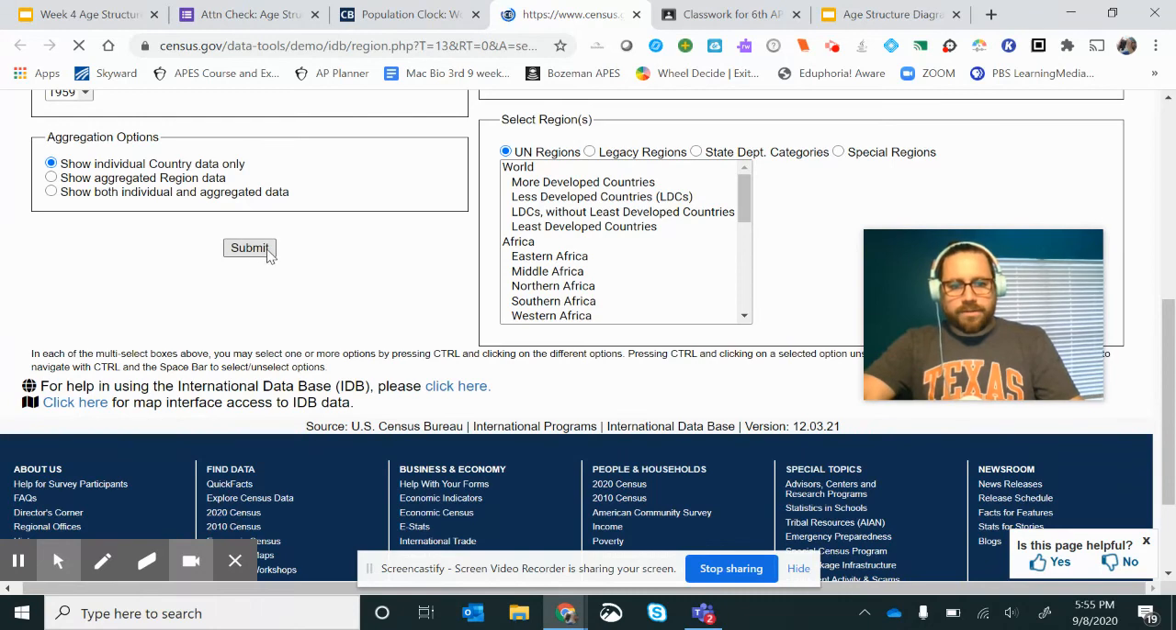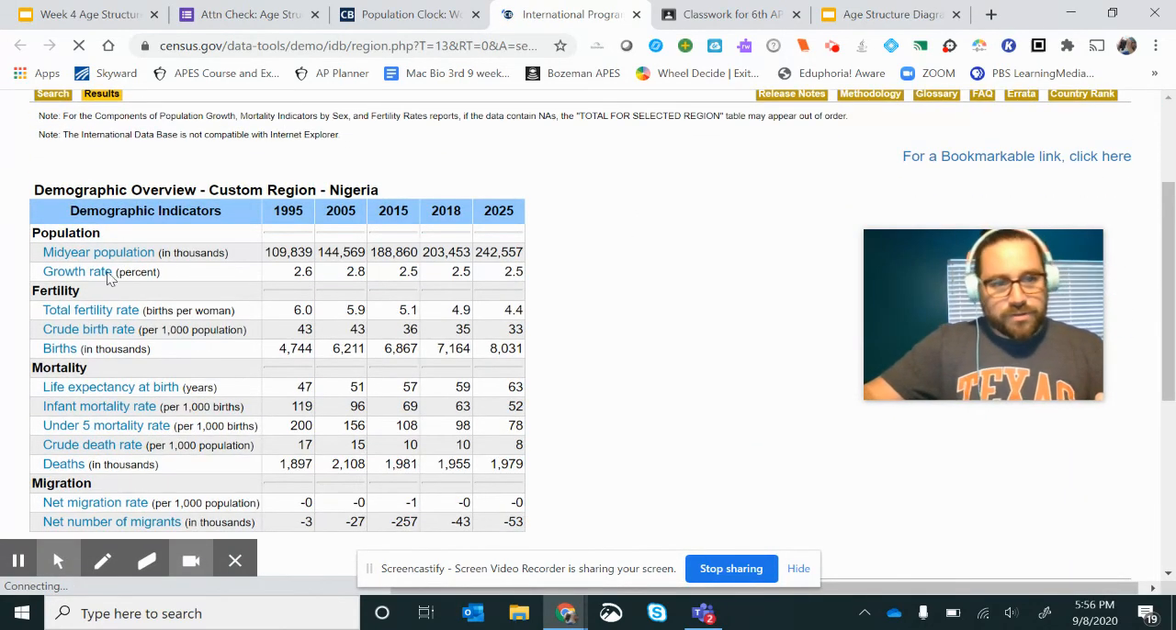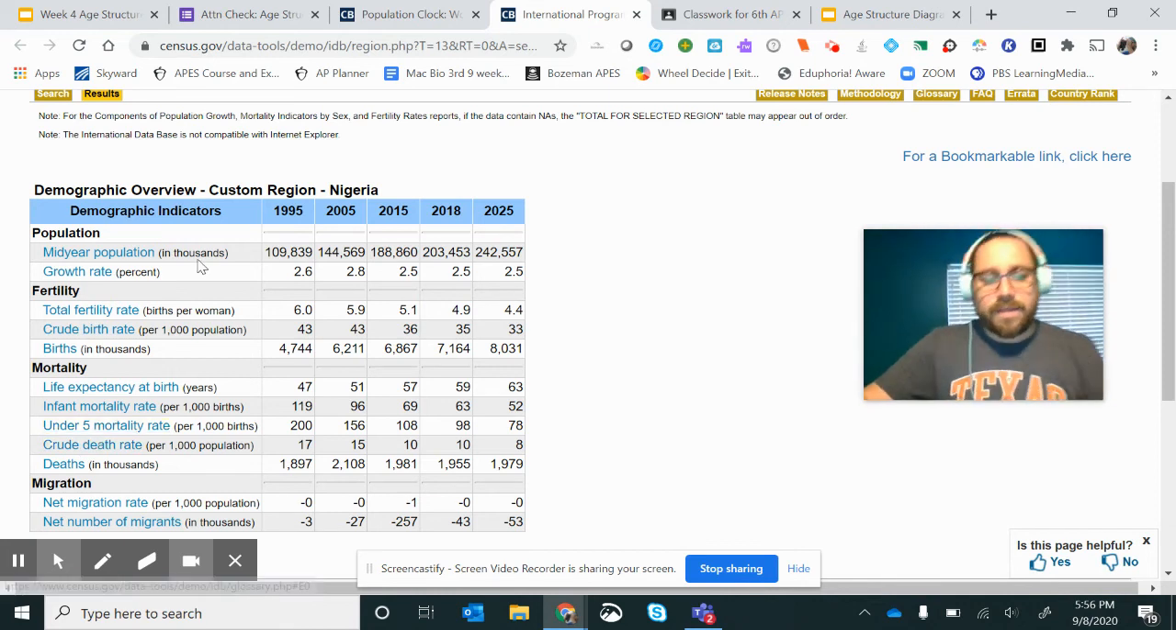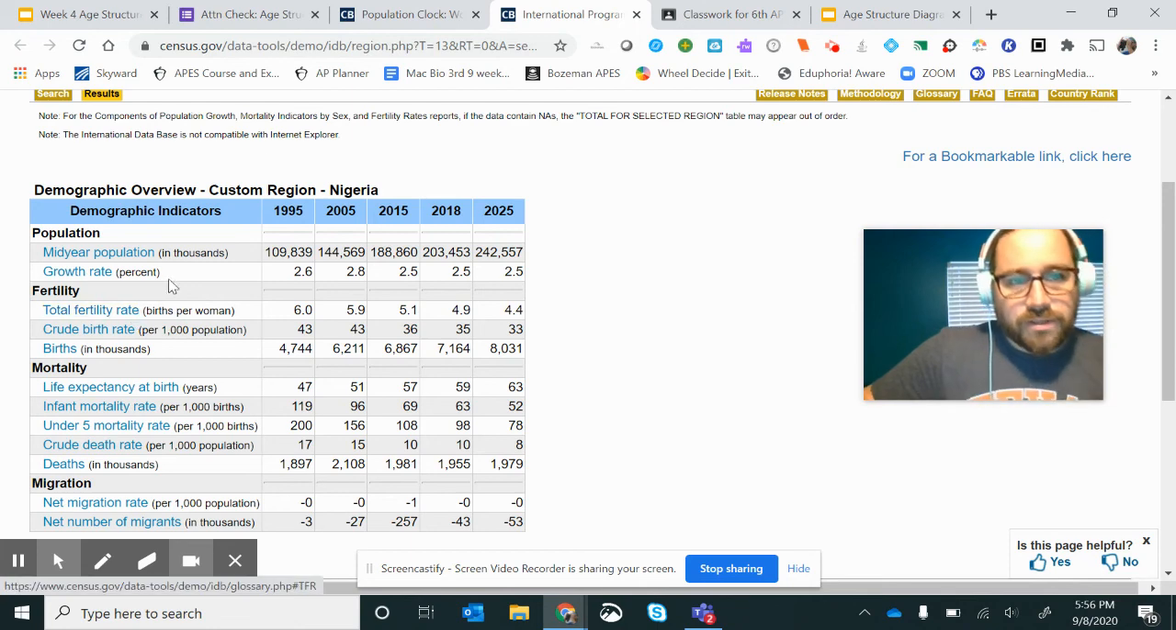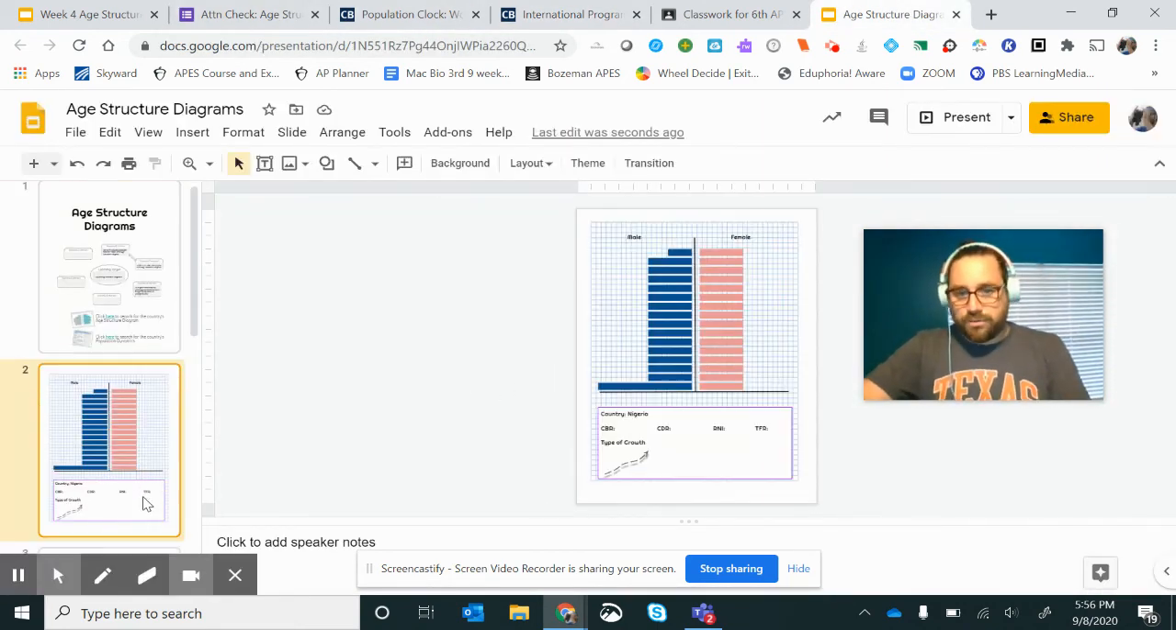And then once I do that, I can copy this data. So there's the growth rate. If you want to double check yourself, take the CBR minus the CDR, divide by 10. That tells you the country's growth rate, the rate of natural increase, and there's the fertility rate. So I go in and enter that for the three countries that the teacher told me to.